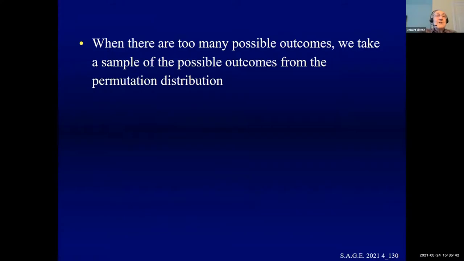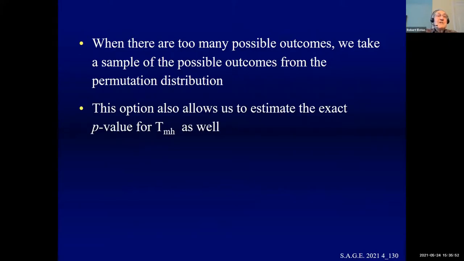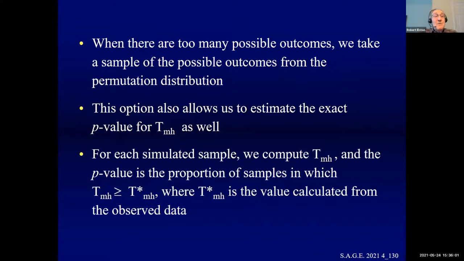So when there are too many possible outcomes, we take a sample of the possible outcomes from the permutation distribution. This option also allows us to estimate the exact p-value for the marginal homogeneity test as well, if you want to do it. For each simulated sample, we compute the statistic for marginal homogeneity, and the p-value is the proportion of the samples in which what we compute is less than or equal to what we calculated from the observed data.